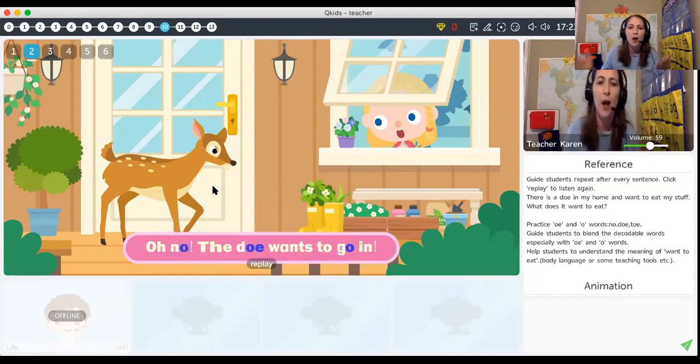And then I said, oh, where does the doe want to go? Yeah. And she said, door. And I said, yeah, she wants to go inside the home. So there is a doe that wants to go in my home and wants to eat my stuff. So we're going to read to find out what the doe wants to eat. What are some O words? So she said, no, doe, go.